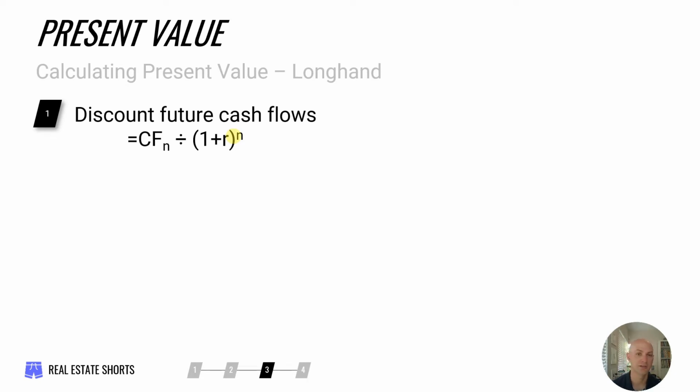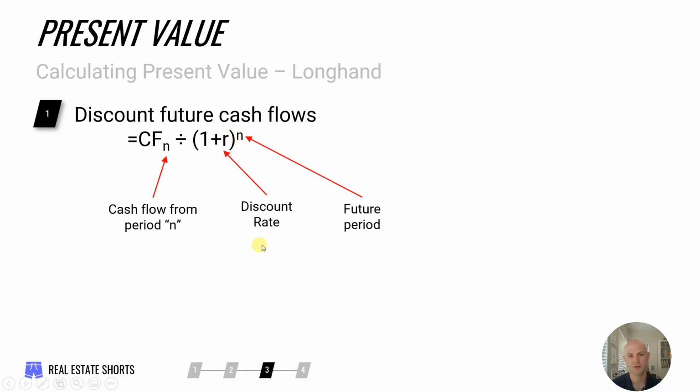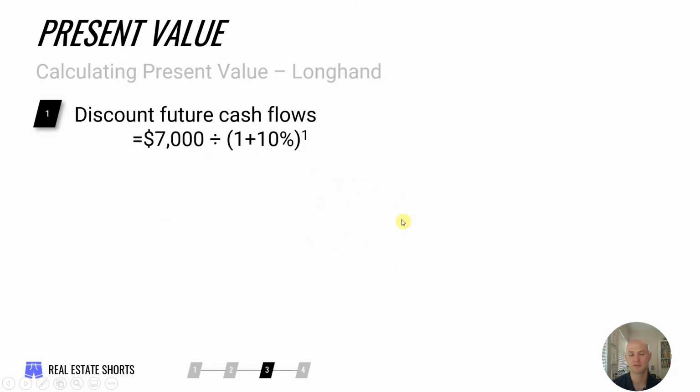So again, if we take a look at our prior example, cash flow period N, discount rate R, future period N exponent. So if $7,000 is the cash flow that we received in time period 1, 10% is our discount rate, and period 1 is 1 year from now, then we can complete this formula. We would discount $7,000 by 1 plus 10% raised to the exponent. So if we begin to kind of contract this equation, it would be $7,000 divided by 1.10, or $6,300 roughly.